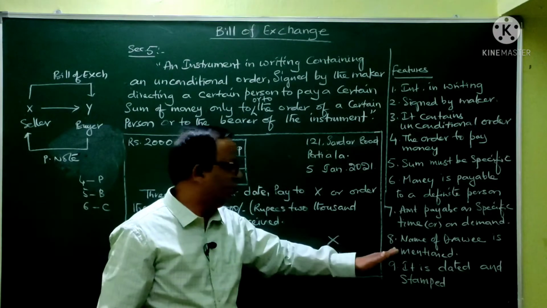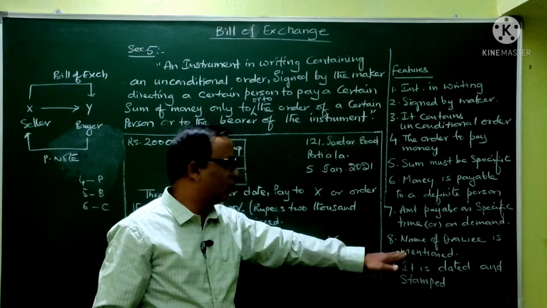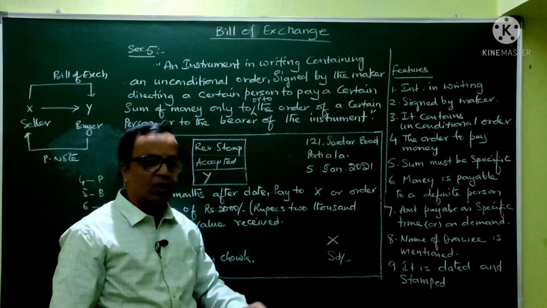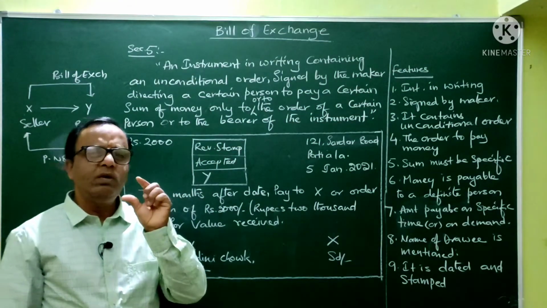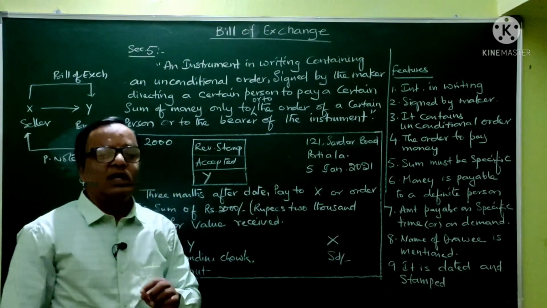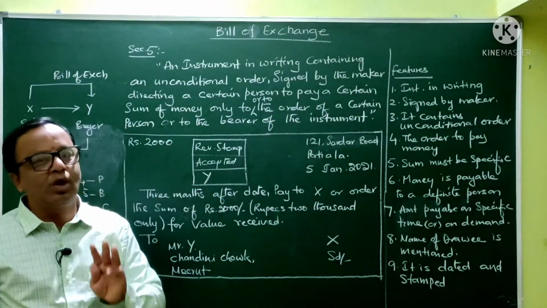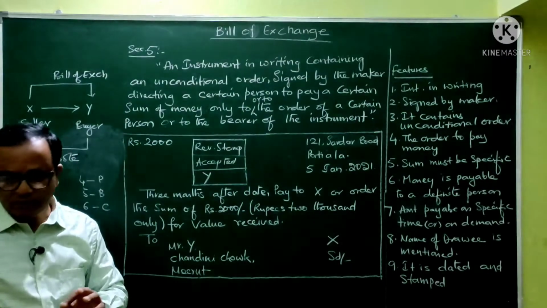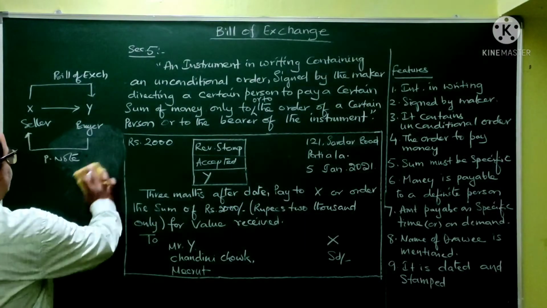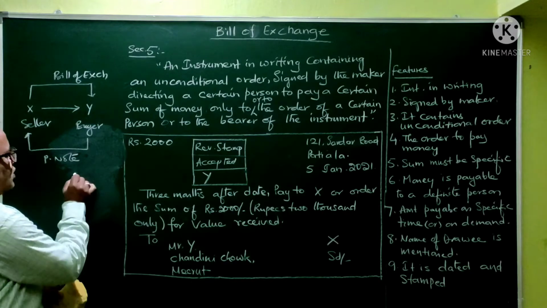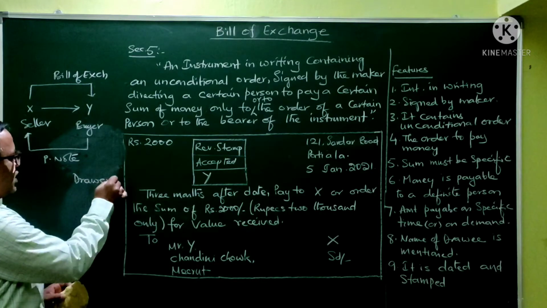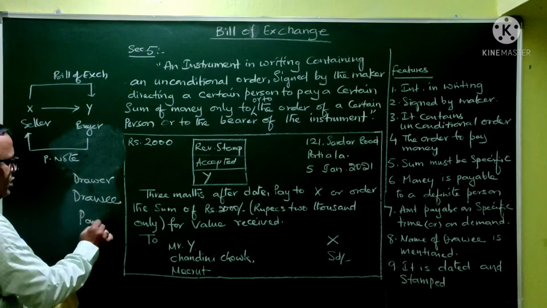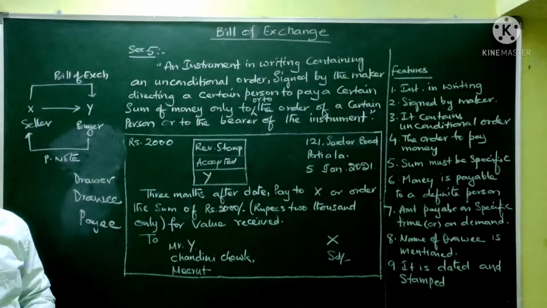Now coming to another feature, the name of the drawee is mentioned here. When he says drawee, we can understand it like this. Basically, to a bill of exchange there are 3 parties. One is called a drawer. Second one is called a drawee. Third one is called a payee. These are the 3 parties to a bill of exchange.